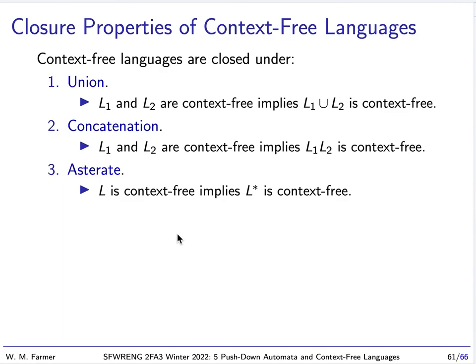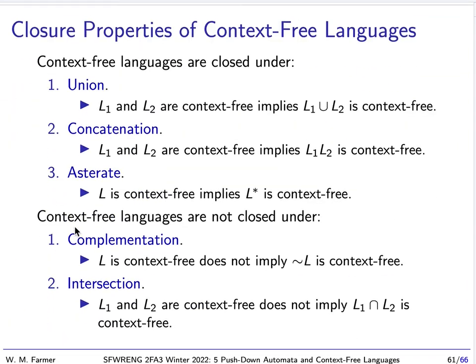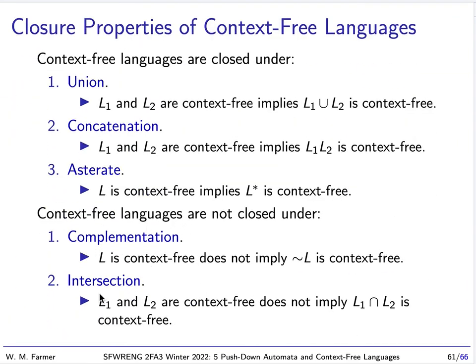Okay, I want to mention some closure properties. The context-free languages are closed under union, concatenation, and Kleene star, just like the regular languages are. But what's interesting is they're not closed under complementation and intersection. If we have a context-free language, the complement of that, the language of all the strings that are not in our original language, may not be context-free. Likewise, if we have two context-free languages and we take the intersection, that may not be context-free.